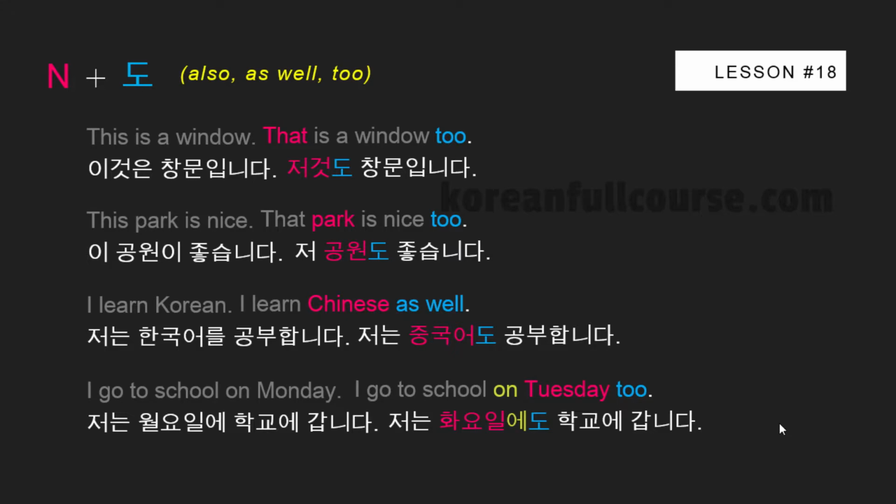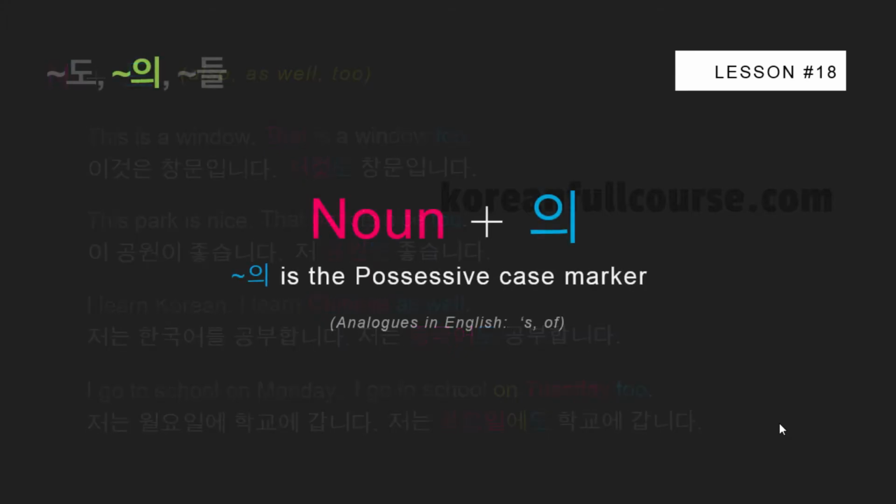And the last example, 저는 월요일에 학교에 갑니다. 저는 화요일에도 학교에 갑니다. Unlike the first 3 sentences, in the last example, you need to attach 도 to another particle. You have just learned another very useful and one of the most commonly used particles. The next particle is the possessive case marker.